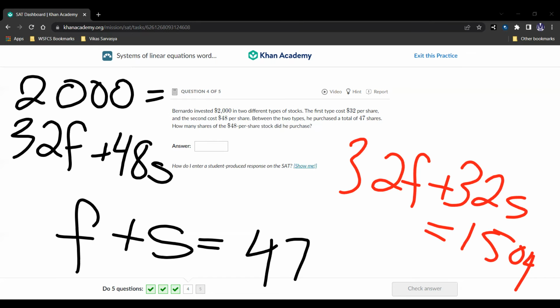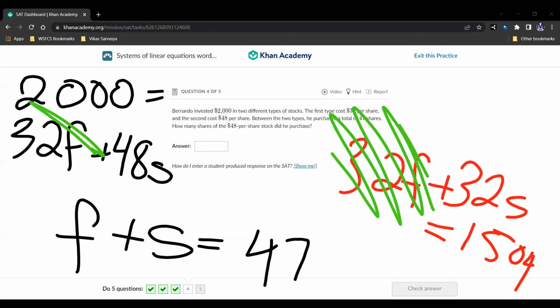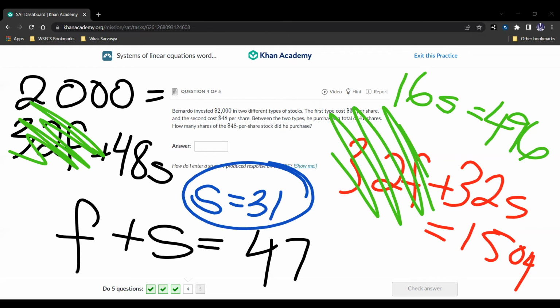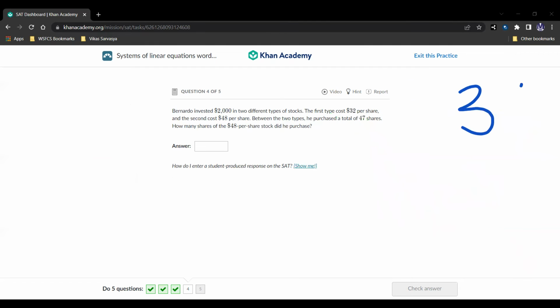So we subtract that out, and this cancels with this, and we end up with 16S equals 496. And we divide out by 16, we get that S equals 31. So it costs 31 of the second type of shares. That's $40. So the answer is going to be 31. Right, now let's clear the drawing. Let's write 31 up here as our answer.